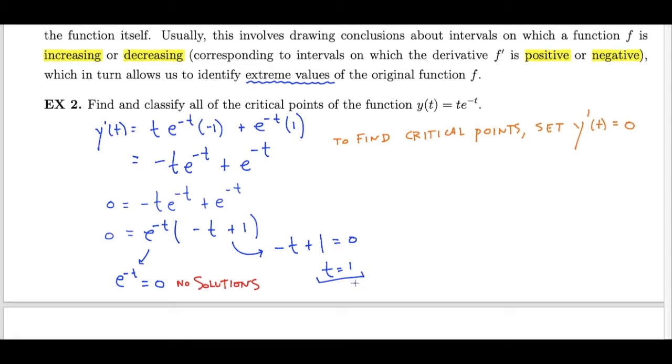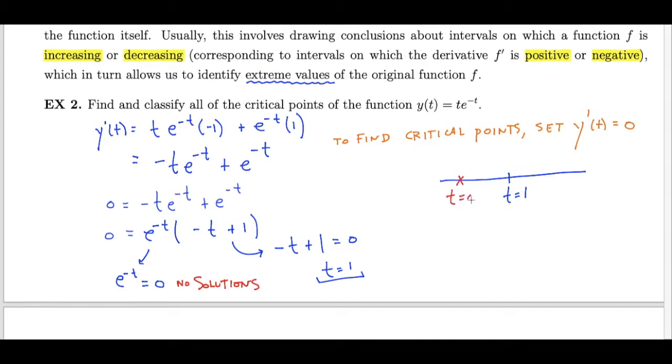You may recall that there are a couple techniques to determine whether this critical point yields a max or a min. One method is to put that critical point on a timeline and then test points on either side by plugging them into the derivative to determine if the derivative is positive or negative on either side of that critical point. Let's use that approach.